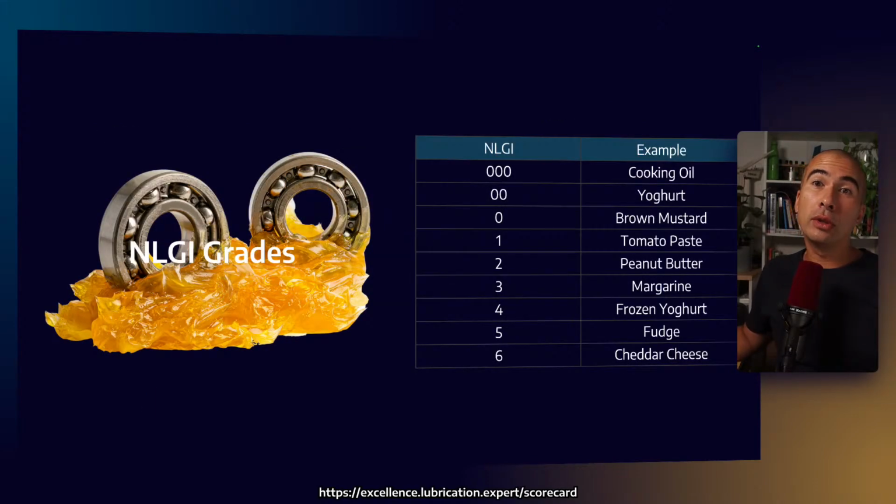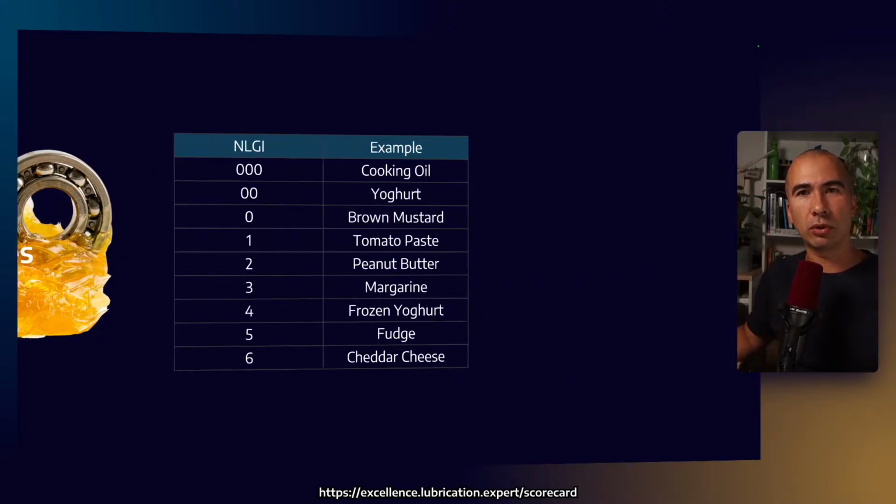Now, you'll know that there is something called the NLGI grades. NLGI stands for the National Lubricating Greases Institute. So different consistencies of grease cover you for the different types of greases. So the 000, the 00, and the 0 are what we call semi-fluid greases, so they are starting to approximate the consistency of oil. But a 2 is your pretty common multi-purpose grease.